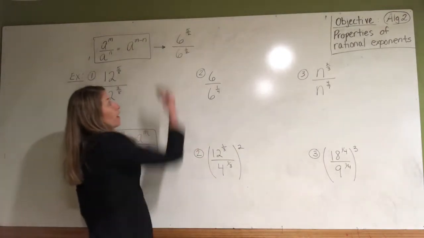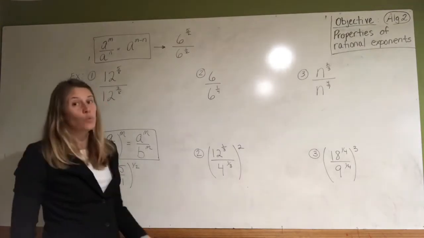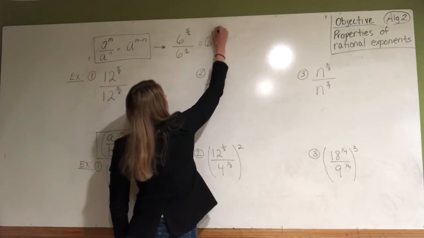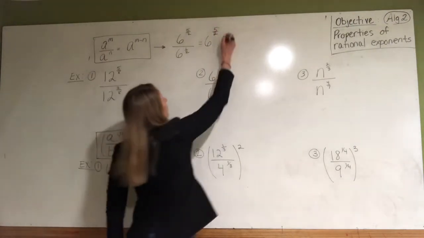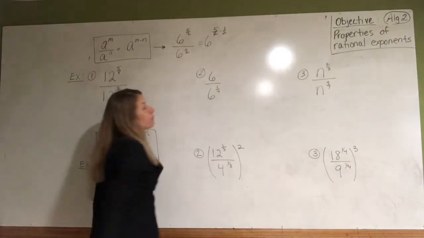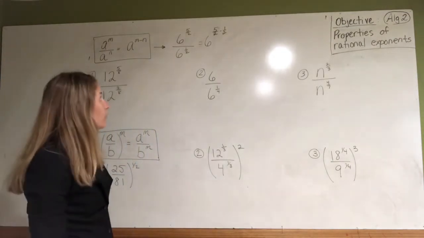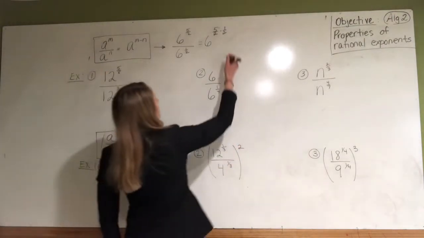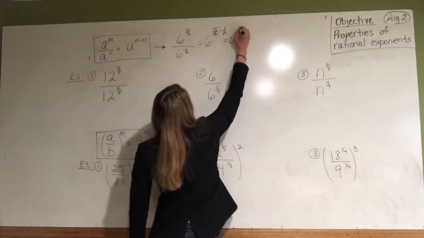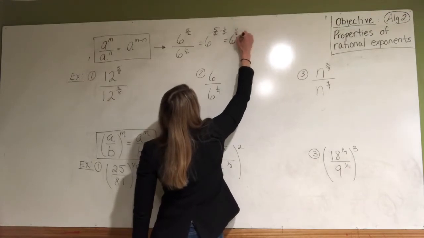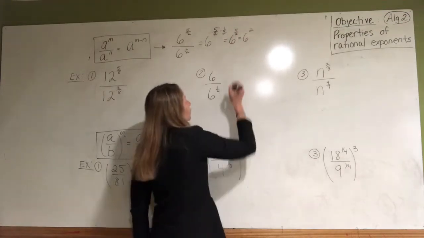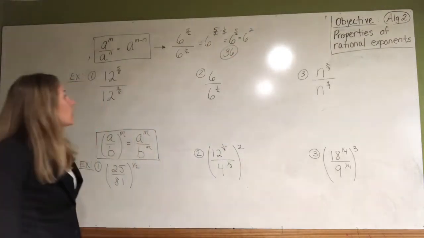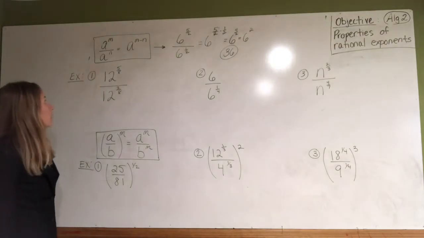So if we have 6 to the 5/2 power divided by 6 to the 1/2 power, we're going to subtract the power of the numerator minus the power of the denominator. Now in this particular example, both of them have the same common denominator of 2, so we can just go ahead and subtract them. That gives us 4/2, which of course simplifies to just 2, and 6 squared is 36. So let's try a couple examples with that property.